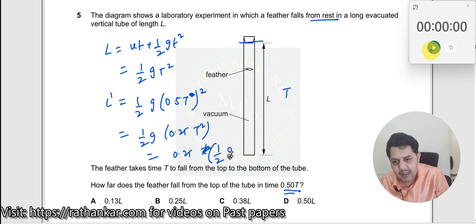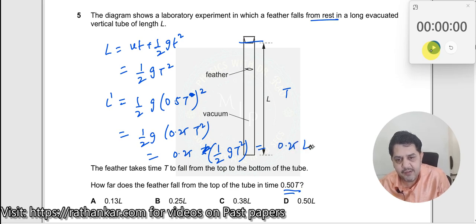into half g t square. Now what is half g t square? L over here. So I will write this as 0.25 times L. So therefore the distance traveled by it from the top is going to be 0.25 L. So the answer should be B.